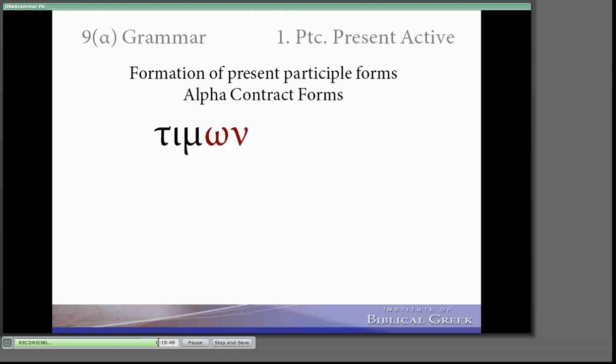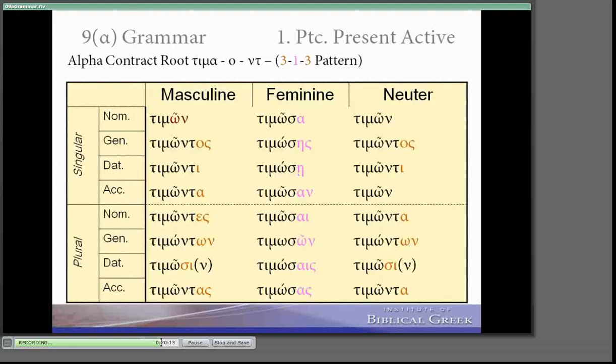As we add the genitive form to our alpha contract root, we will see how omicron combines with alpha. And we see that those two letters contracted together form omega. And the same will be true for the digraph omicron upsilon. So our alpha contract paradigm for participles has omegas consistently all the way through, as a contraction between the alpha root and the initial thematic vowel of the stem.